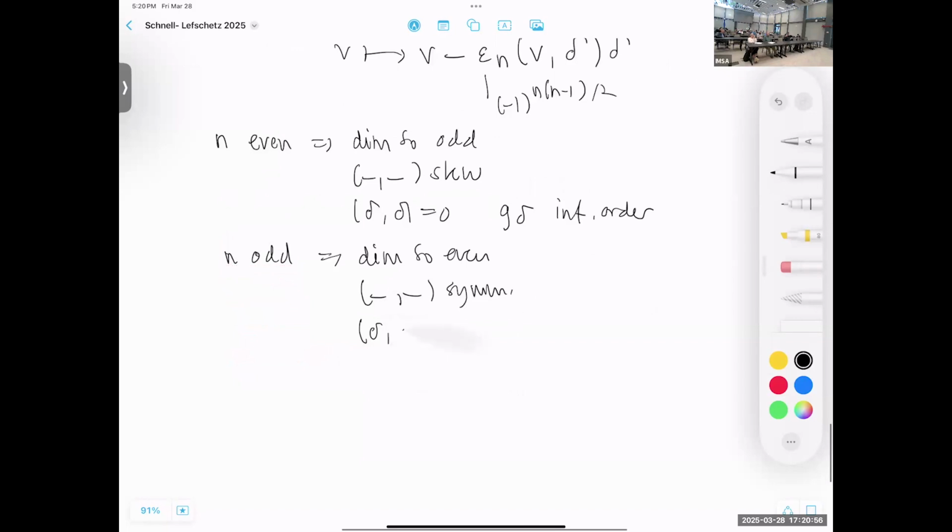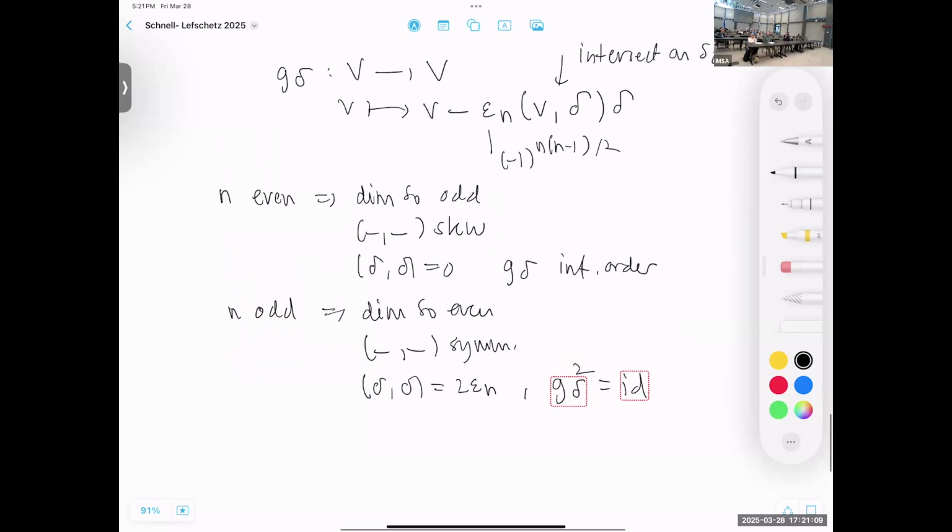The self-intersection number of this delta is plus or minus 2. And actually, G delta squared is the identity. All of these elements are of order 2 in that case. Right? So somehow in the argument, when we try to show that this map, the map from the group cohomology to this infinite product, is injective, you have to do two separate cases because the structure of the thing is completely different in those two cases.